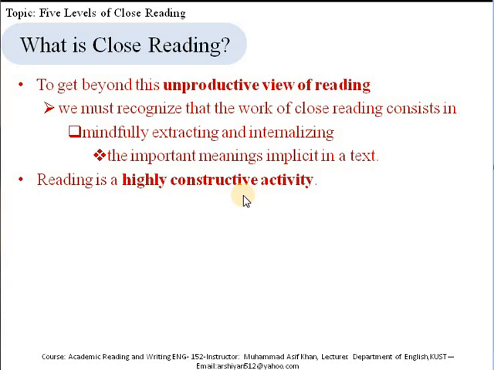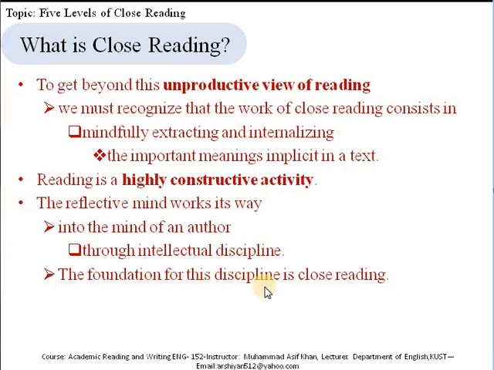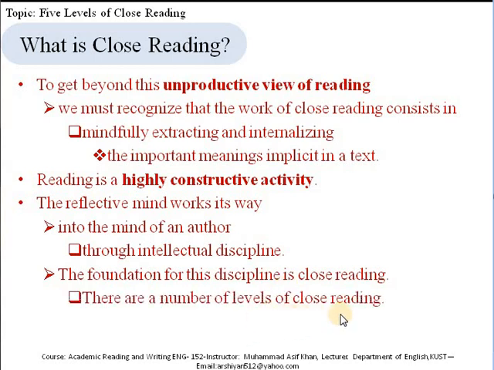The reflective mind works its way into the mind of an author through that intellectual discipline, and finds out the exact meanings which the author wants to convey to his readers. And how can we reach that mind which has created that piece of writing? That is through the process of close reading. There are a number of ways, a number of styles, a number of levels of close reading, but the close reading process we will follow in this lecture is based on 5 levels.